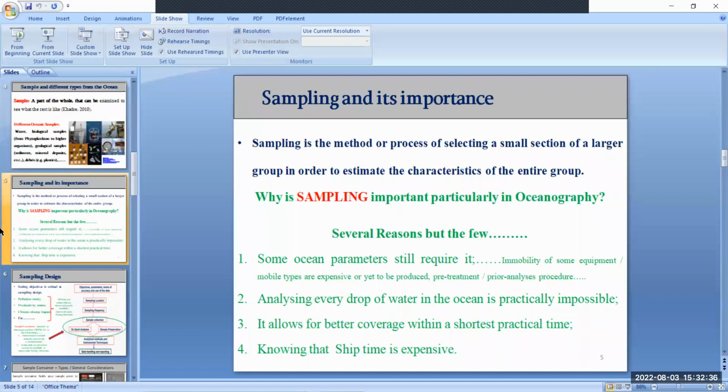Motion parameters still require sampling, basically because of the mobility of some equipment, or possibly because the mobile types are expensive.